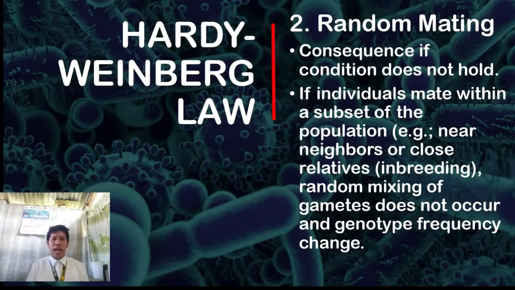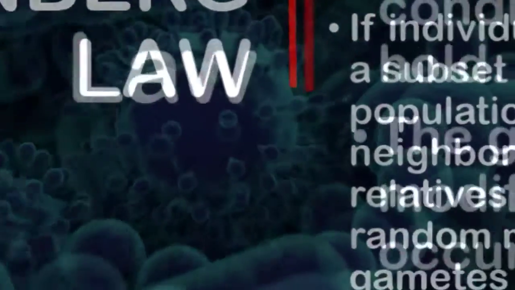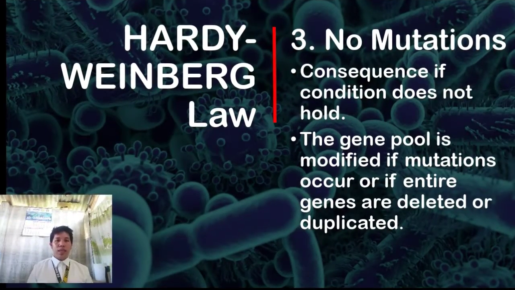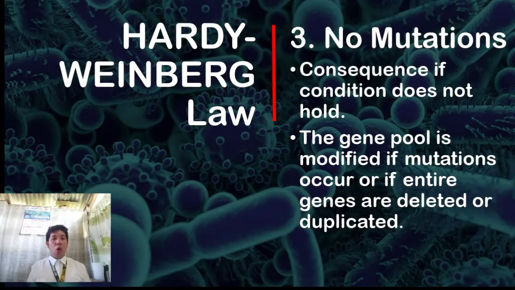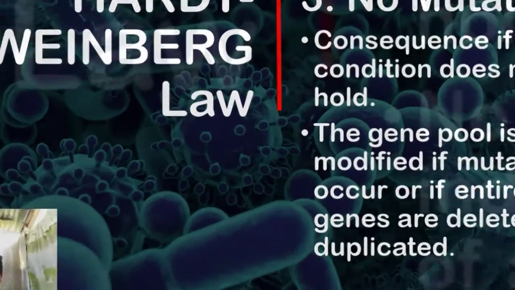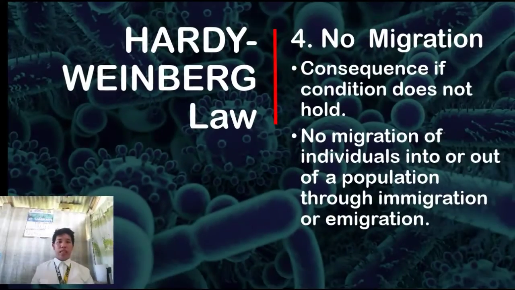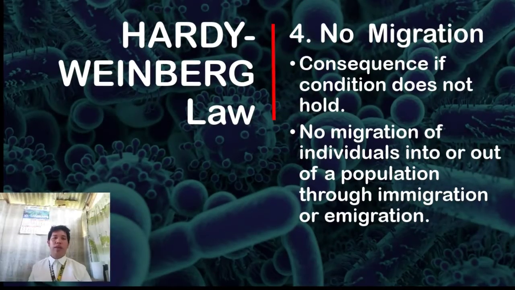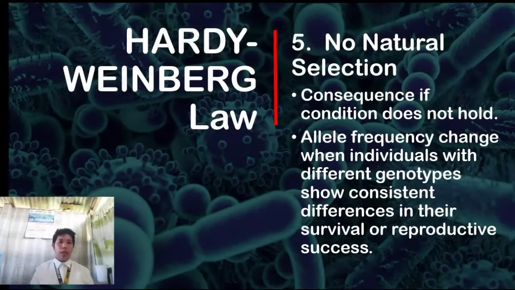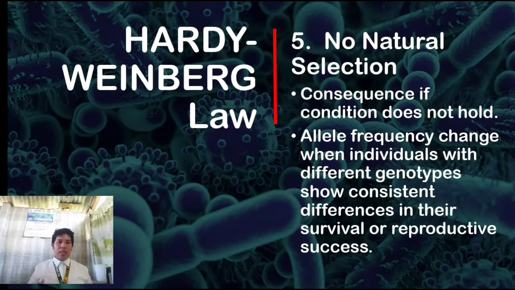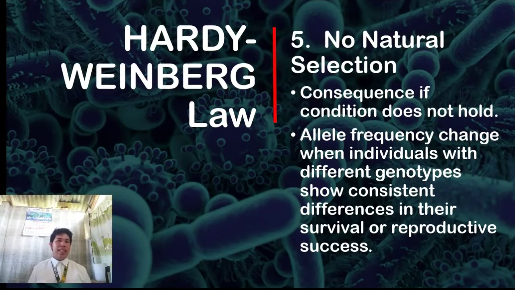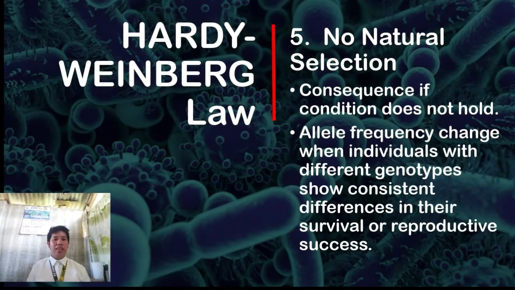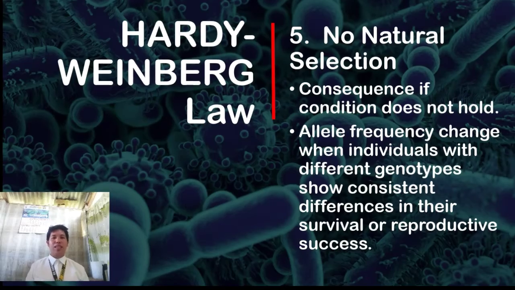Random mixing of gametes does not occur and genotype frequency changes. Third is no mutation, and again the condition does not hold. The gene pool is modified if mutation occurs or if entire genes are deleted or duplicated. Fourth is no migration, and again the condition does not hold: no migration of individuals into or out of a population through immigration or emigration. Lastly, no natural selection. Same with this condition not holding: the allele frequency changes when individuals with different genotypes show a consistent difference in their survival or reproductive success.